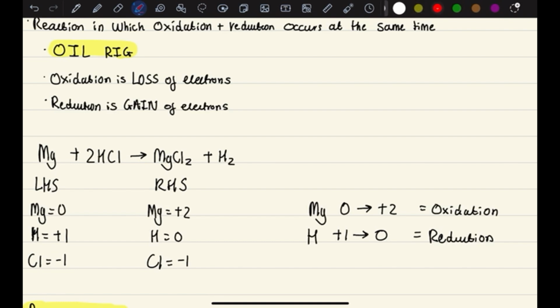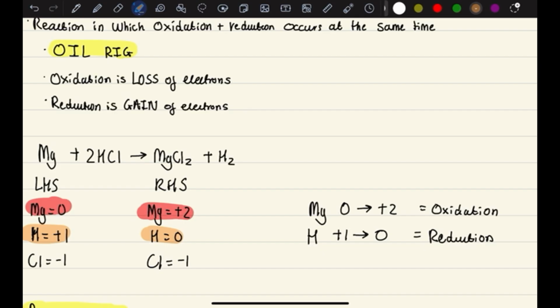Now you need to identify the changes. You can see magnesium went from 0 to +2. You can see here that hydrogen went from +1 to 0. Chlorine stayed the same. So you can see that's a redox reaction because oxidation and reduction occur at the same time.